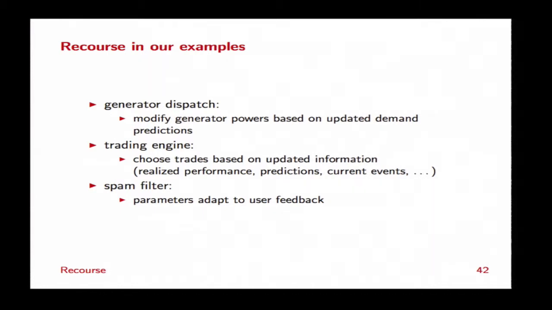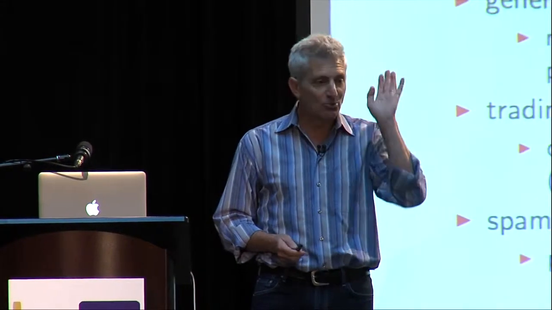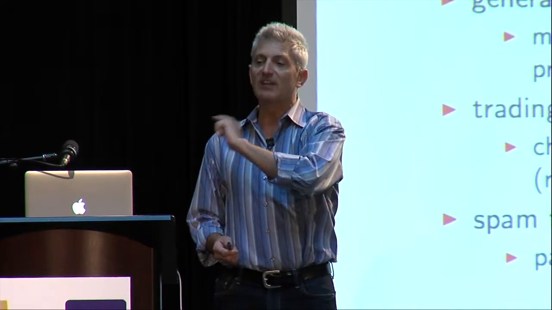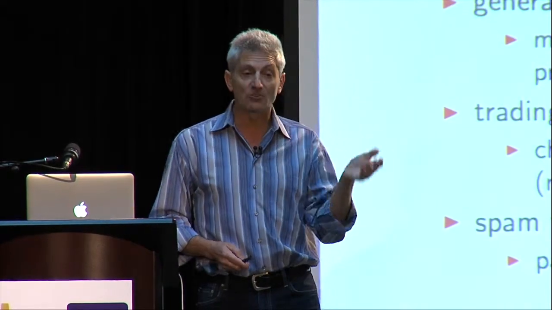Now, in generator dispatch, that's run with recourse. So what happens is you modify the generator powers based on updated demand predictions. In a trading engine, you actually update what you decide to do based on things like the realized performance. You have updated predictions, you have current events, and that would cause you to do different things. And in a spam filter, the adaptation is slower, but you adapt to user feedback. When somebody flags something as spam, like a new one very cleverly designed so it goes through, you're getting new information and you update all those weights, but maybe at a much slower rate.